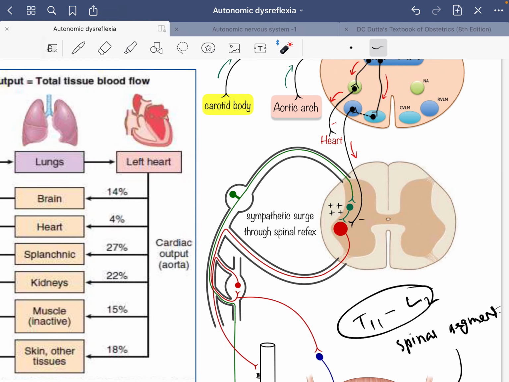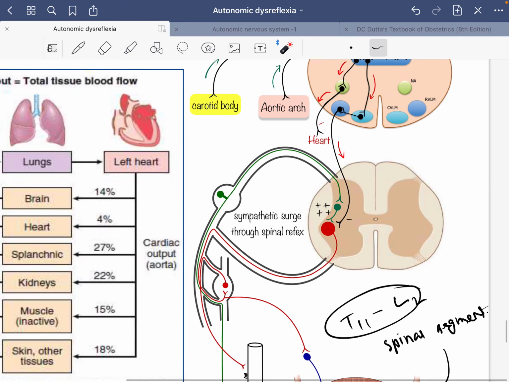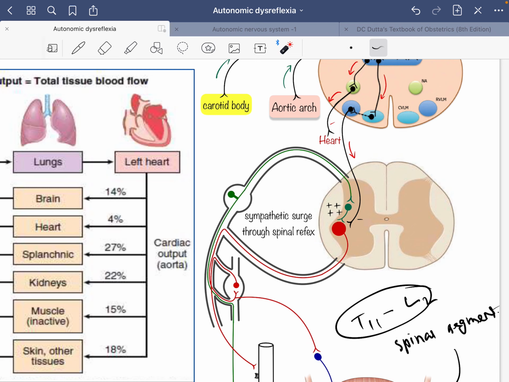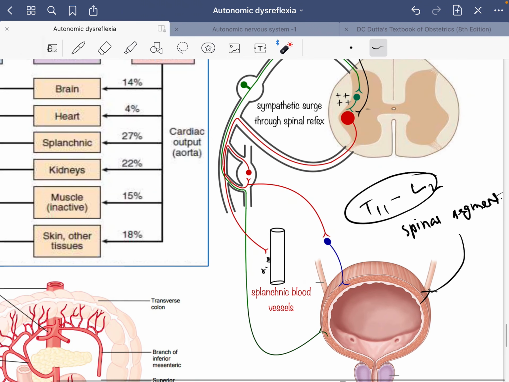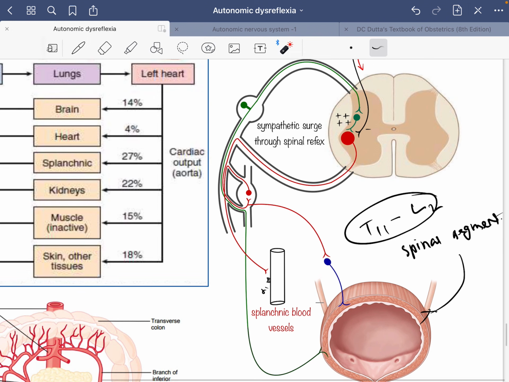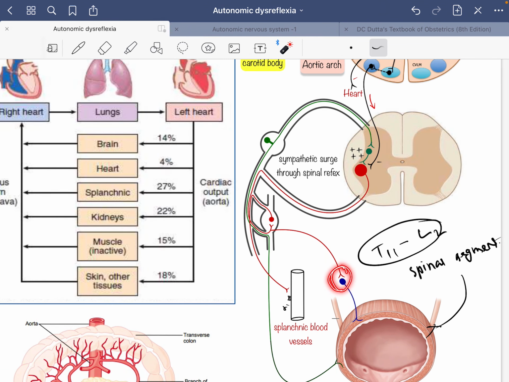We know that the sympathetic preganglionic neuron lies in the lateral horn cells. That means the lateral horn cell acts as the preganglionic sympathetic neuron. Here, the red marked neuron is the preganglionic sympathetic neuron. This nerve comes here and supplies the postganglionic neuron. This is the sympathetic ganglia, also called the collateral ganglia.